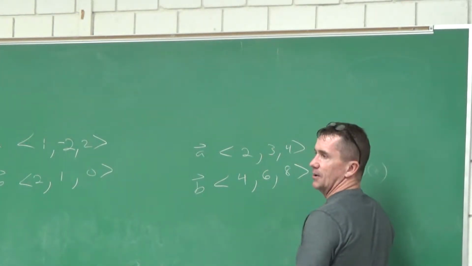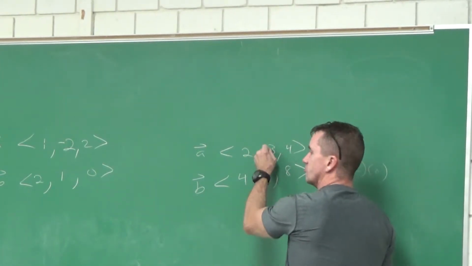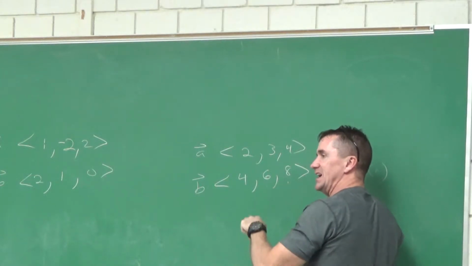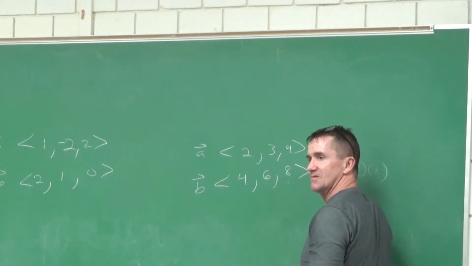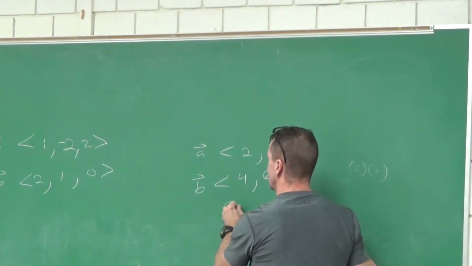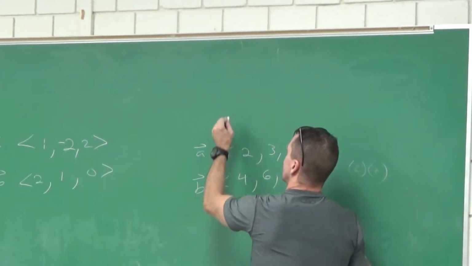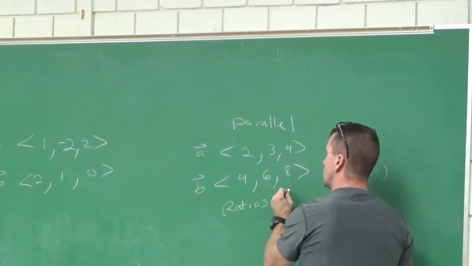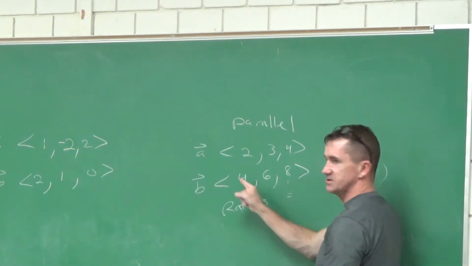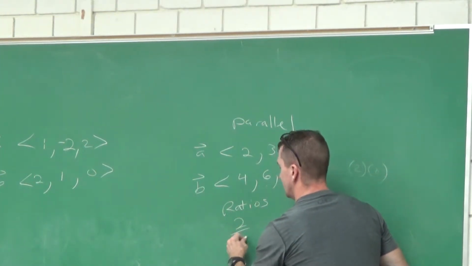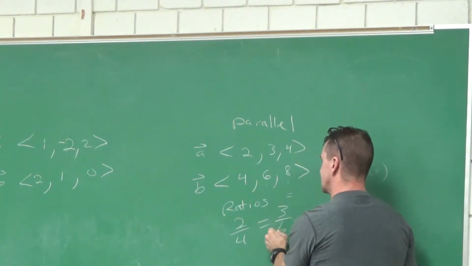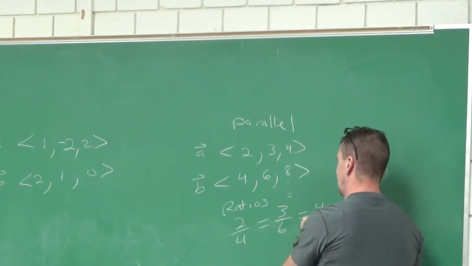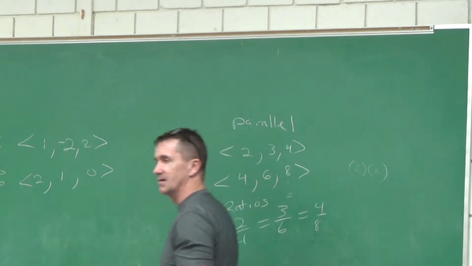That means, if this helps, all the ratios between the corresponding components should be equal, right? So look at the ratios. You want to know if they're parallel? Two vectors are parallel if all the ratios are equivalent. Let's look at it. Is 2 over 4 equal to 3 over 6 equal to 4 over 8? Yes. And so these two vectors are parallel.